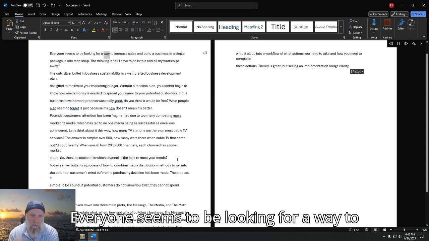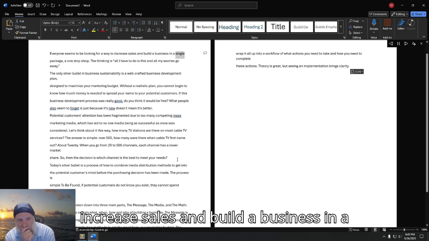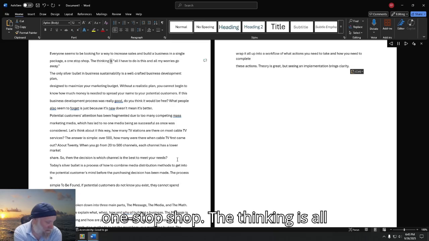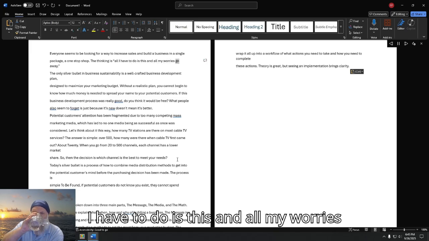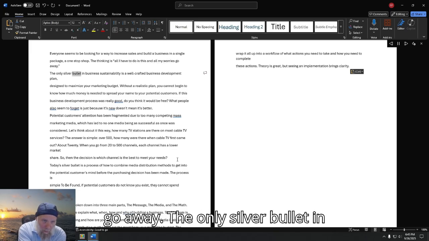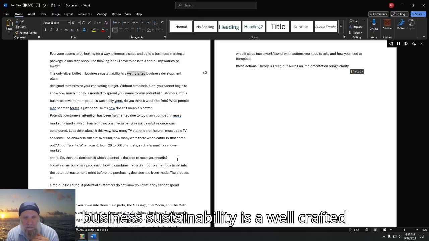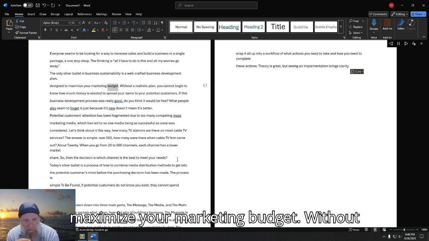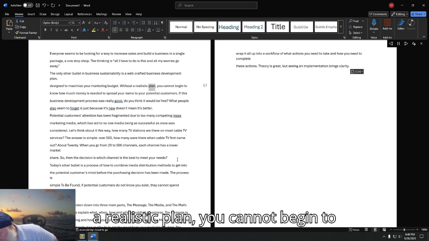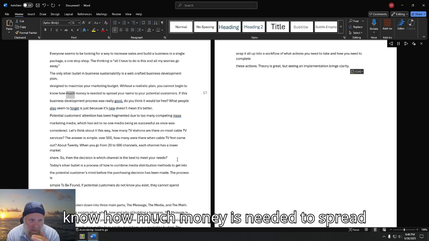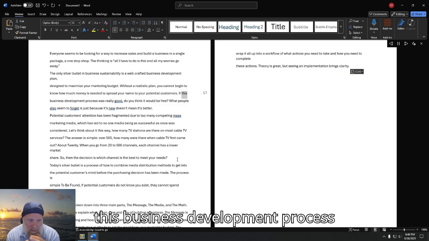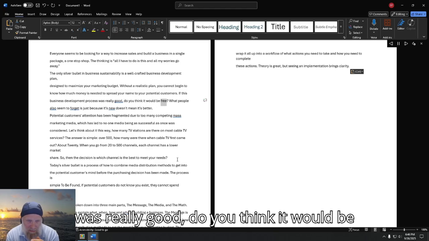Everyone seems to be looking for a way to increase sales and build a business in a single package, a one-stop shop. The thinking is, all I have to do is this and all my worries go away. The only silver bullet in business sustainability is a well-crafted business development plan, designed to maximize your marketing budget. Without a realistic plan, you cannot begin to know how much money is needed to spread your name to your potential customers. If this business development process was really good, do you think it would be free?